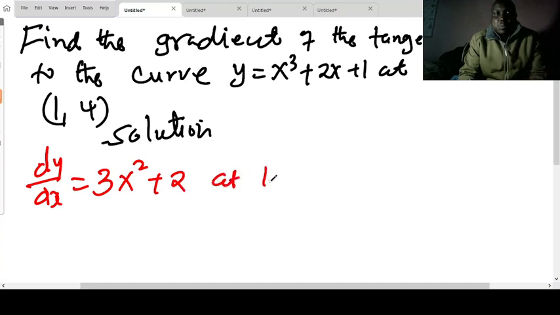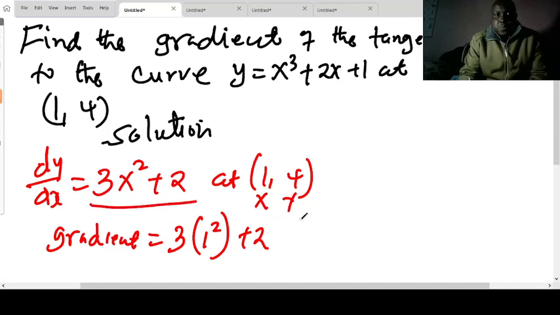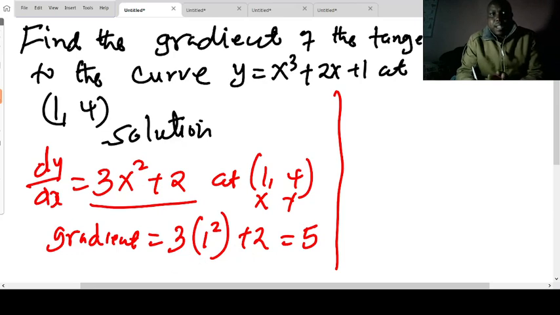But at the point (1, 4), the value of x is 1 and y is 4. So we don't bother with y, we substitute x. So the gradient is equal to 3 into 1 squared plus 2. I am substituting the value of x in our gradient function. So it means that the gradient is going to be 3 plus 2, which is 5. That is our gradient. So the gradient of this line is going to be 5.